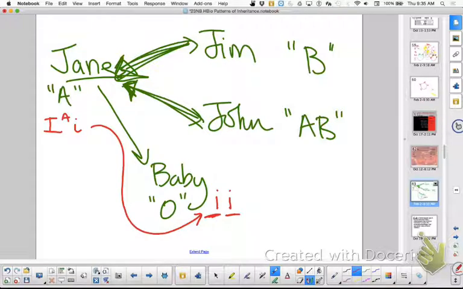What is John's genotype? Big I A, big I B. That's right. What about Jim? Big I A, little i. Right. Now, that is the only way.